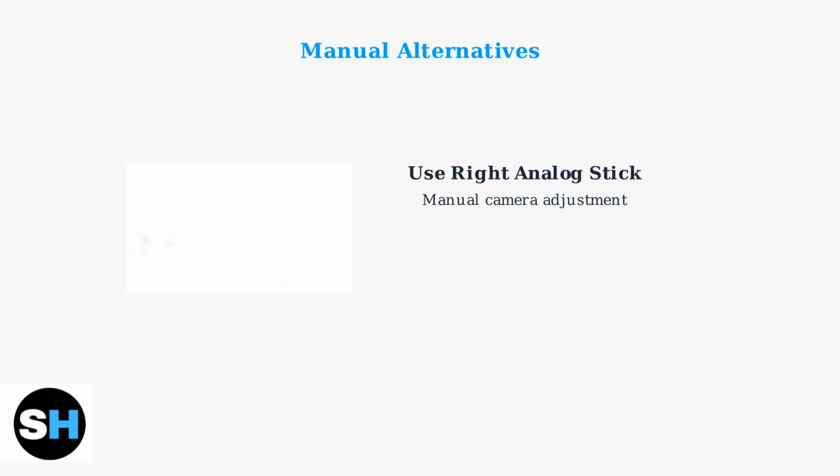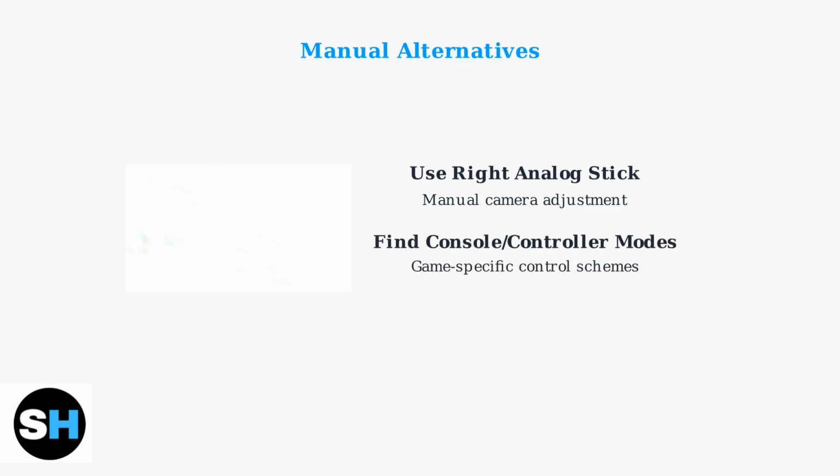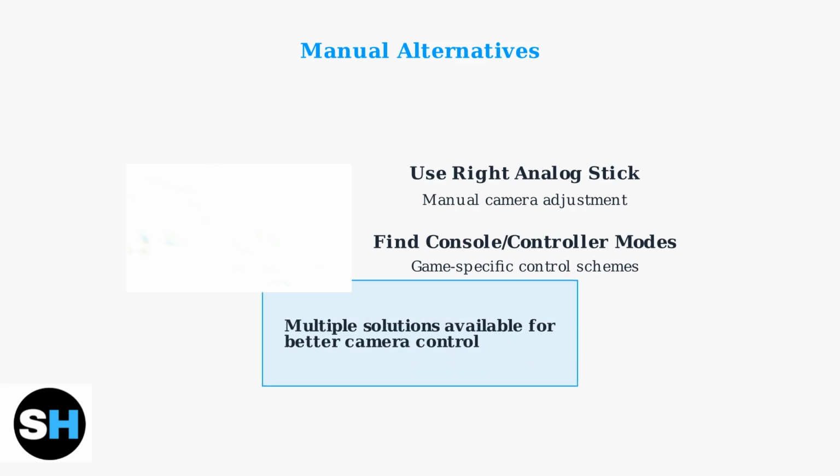Some account restrictions can disable advanced control options. If shift lock remains unavailable, you can use manual camera control with the right analog stick for similar functionality. Look for console mode or controller mode options within individual games. These settings often provide the camera behavior you're looking for. These alternative methods and troubleshooting steps should help you achieve better camera control in Roblox on your PlayStation console.